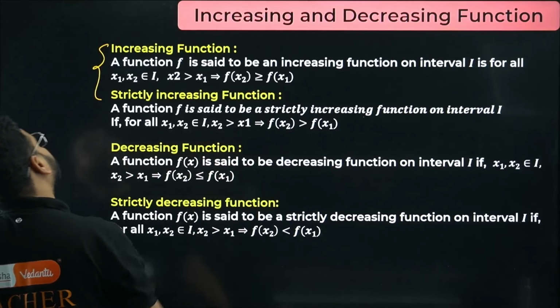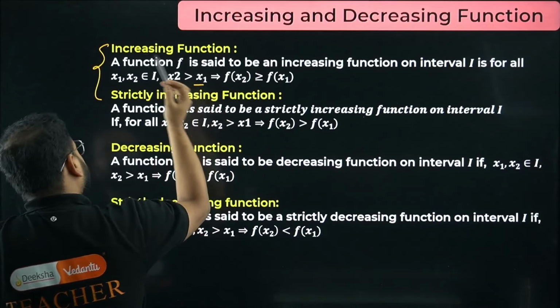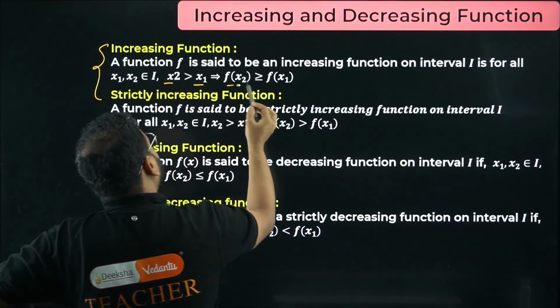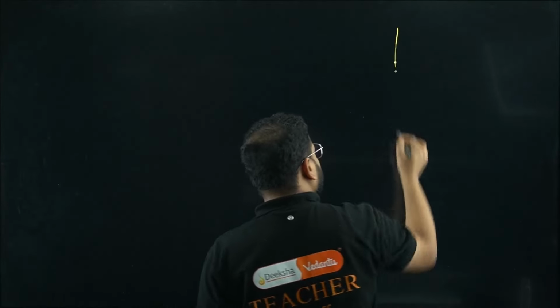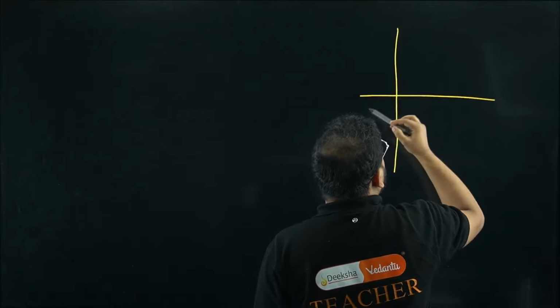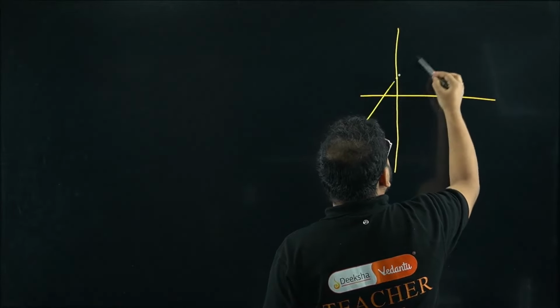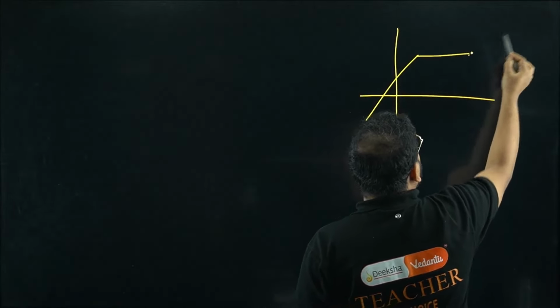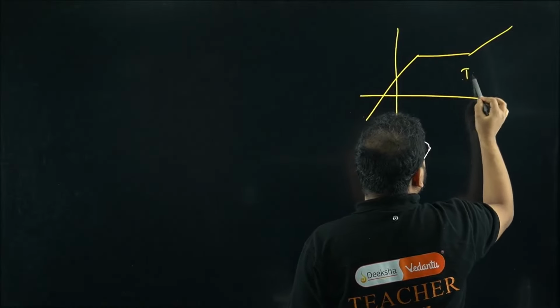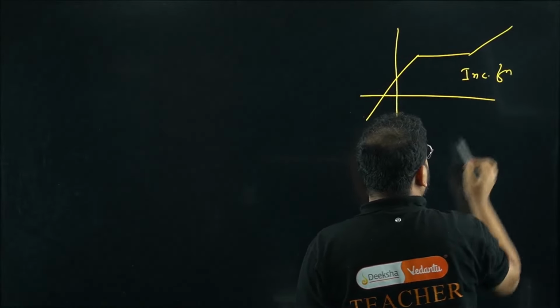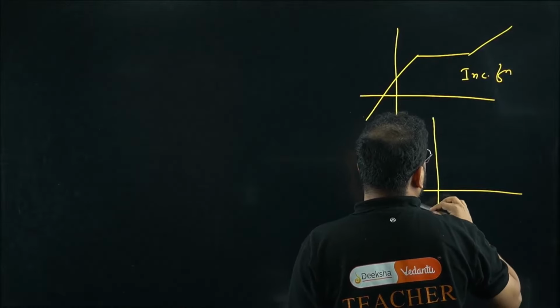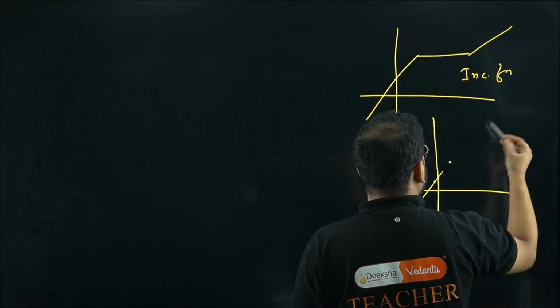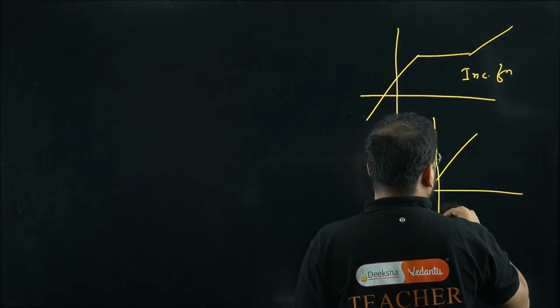So what is happening over here? If x2 is more than x1, and f of x2 is greater than or equal to f of x1, then the function is increasing. What I mean by this is, I can have a function like this. This is an increasing function. But this over here, simply like this, or simply like this.